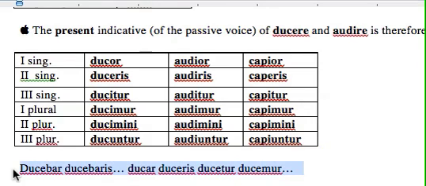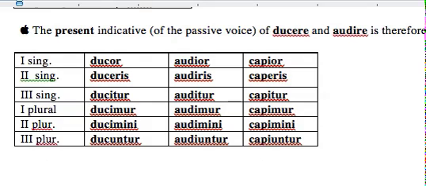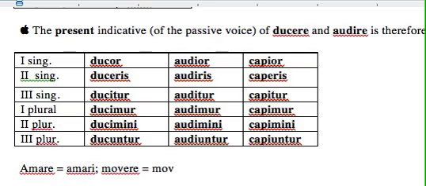The only other thing to which you have to pay attention for this chapter is the formation of the infinitive passive. As you remember, for the first and second conjugation, for example, amare, present infinitive, to love, in order to form the present infinitive passive, you had just to change the last vowel into I. Amari is to be loved. Same thing for the second conjugation, movere, to move, moveri, to be moved.